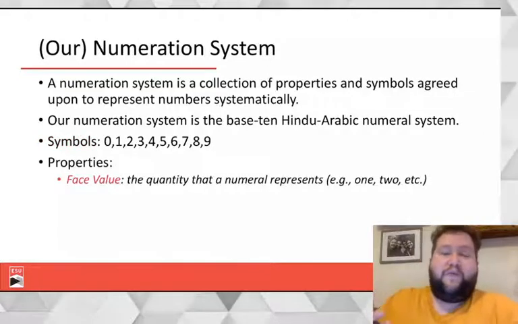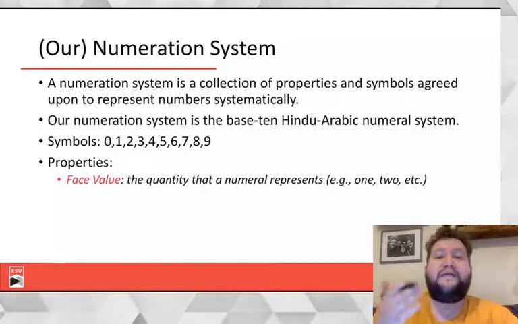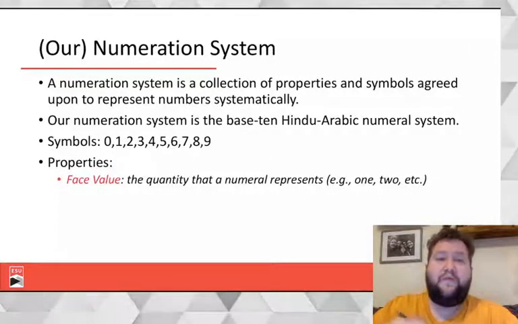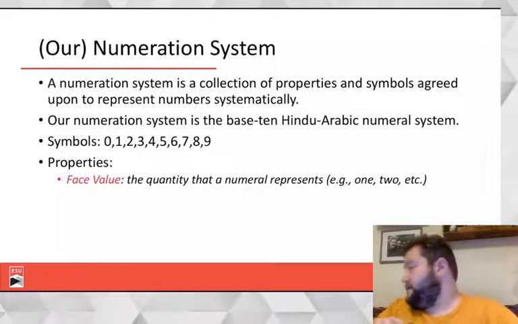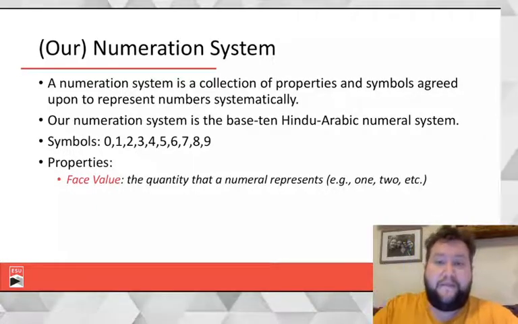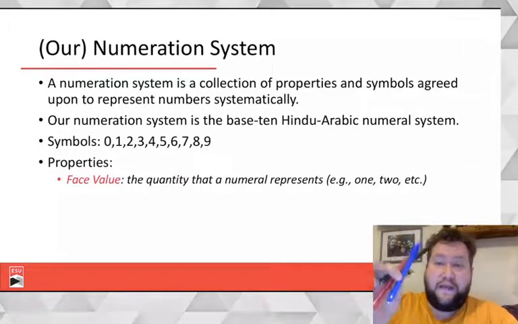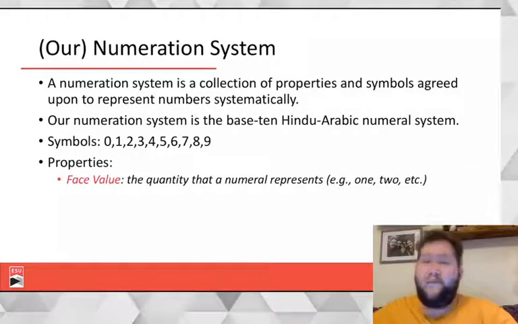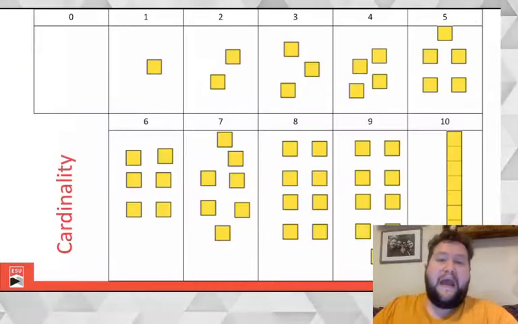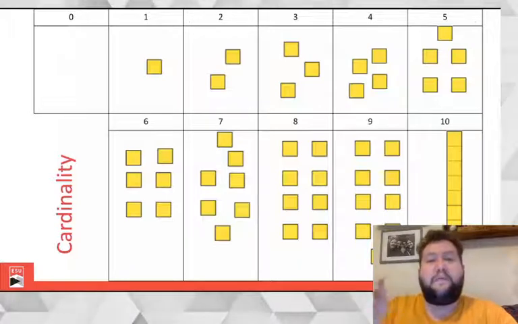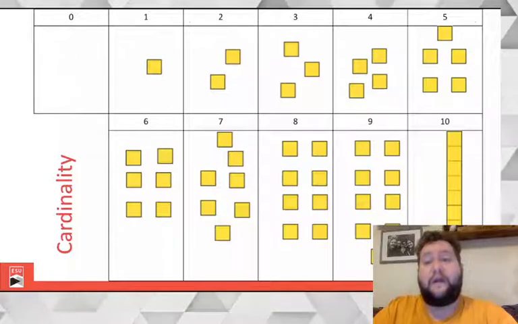And so each of these numerals have some properties. The first property they have is face value, the quantity that a numeral represents. So the 1 represents one of something. So in this case, one finger, or say 1 pen. Or a 3, right, represents that we have 3 of these pens. And so the face value is the quantity that a numeral represents. And the association between a number of objects and the numeral we represent it with is called cardinality.